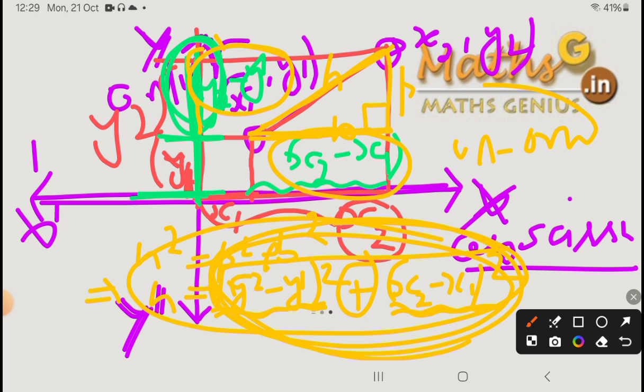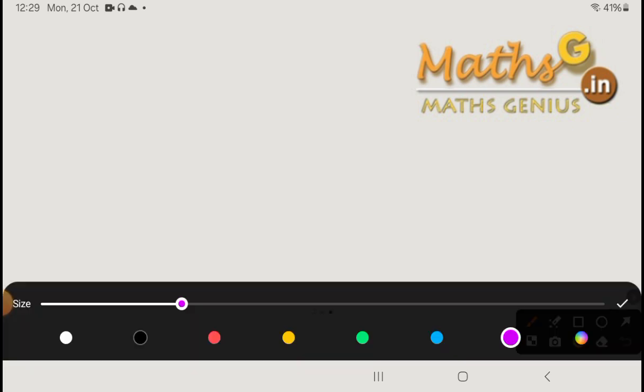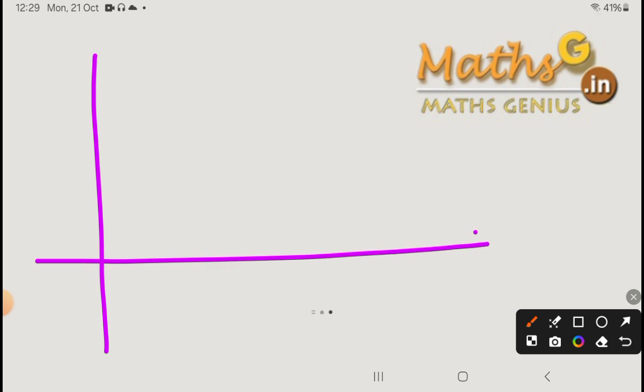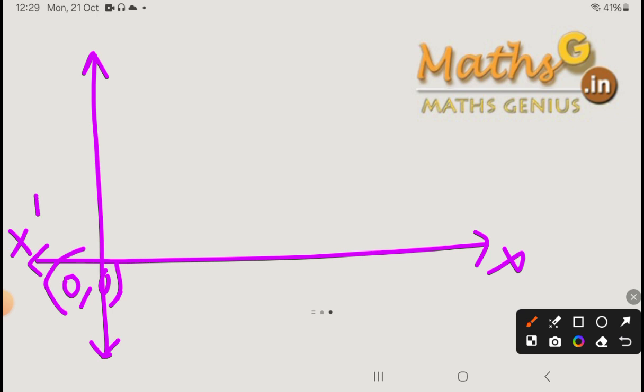So let's go to the next section. The last section is finding the ratio. So these are the easier concepts I am letting you know, and later we will discuss the different problem solving techniques. So this is the origin. The coordinates are 0, 0. This is the x direction, x prime direction, y direction, the positive vertical direction, y prime, the negative vertical direction.